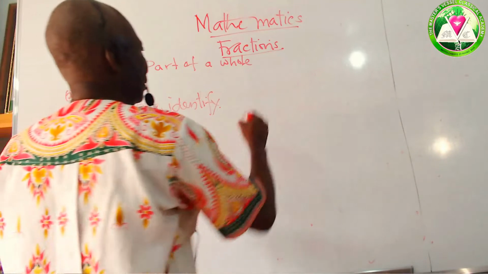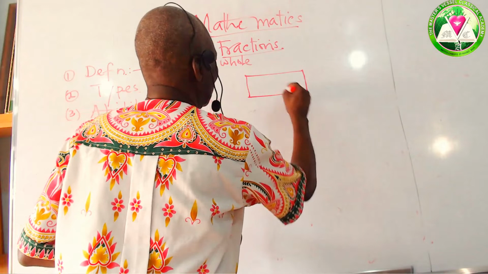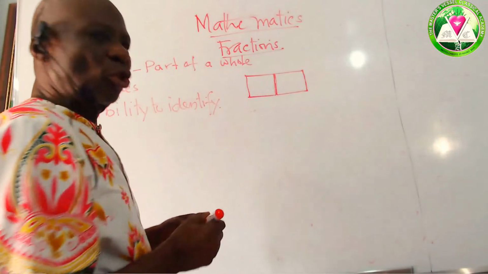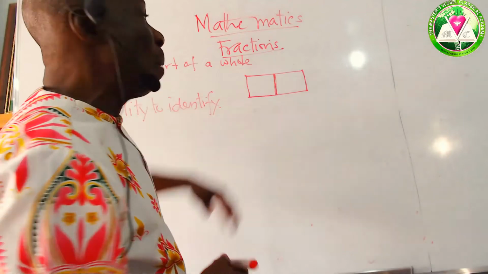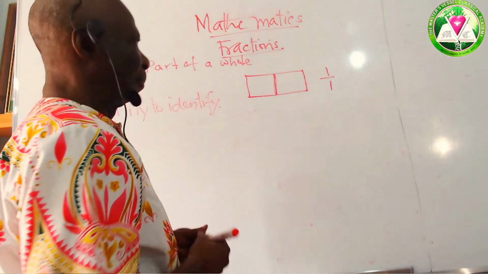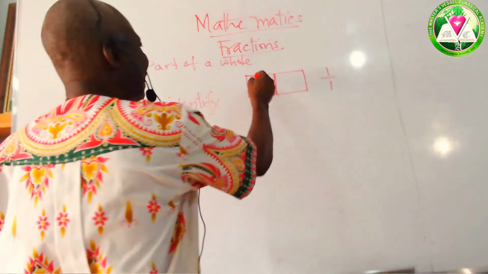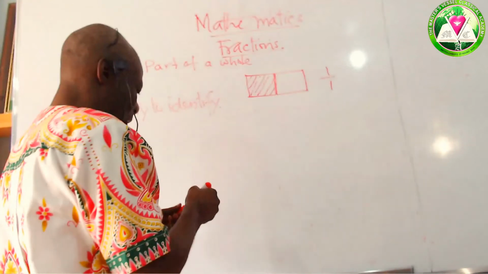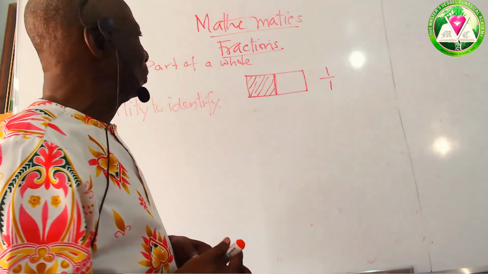Let's take, for example, a rectangle, and we are dividing this rectangle exactly into 2 equal parts. The original rectangle is one whole number, which we might write 1/1. That is what we have, a whole number. But now when we come and divide it into 2 equal parts, then there is a desire to take not all of them, but part of them.